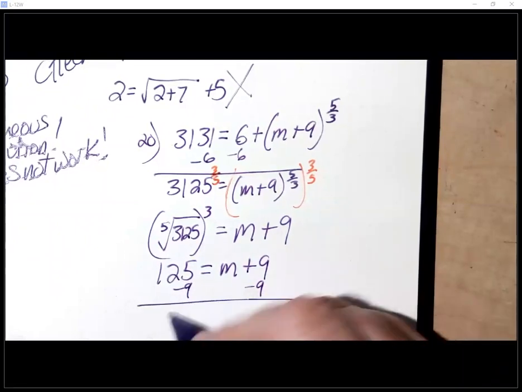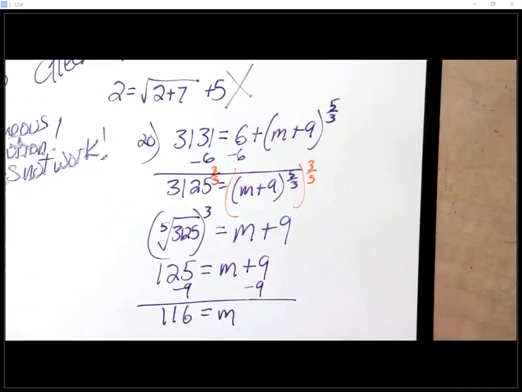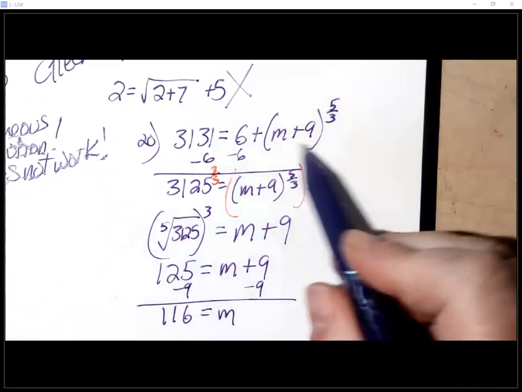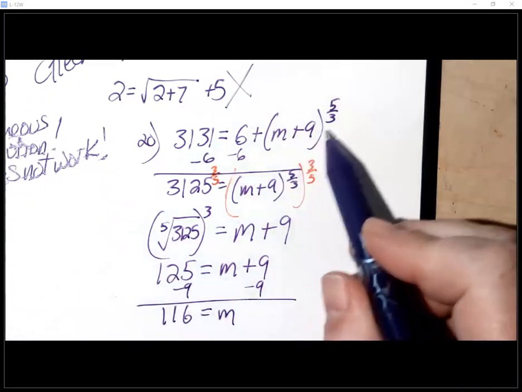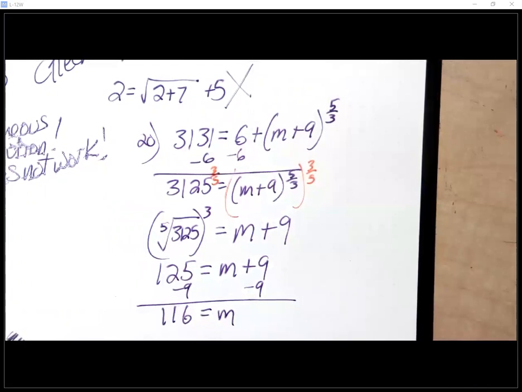So 116 looks good. Don't forget to check it. 116 plus 9 is 125. Cube root is 5. 5 to the 5th is 3125 plus 6. Yep, 3131. Yes. Questions? No, everybody's all right?